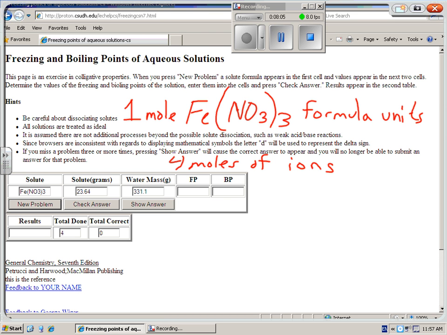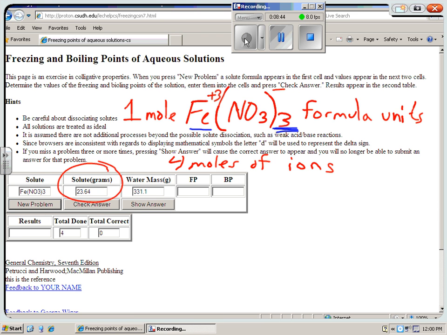And you can see that I hope that that occurs because we have 1 iron and 3 nitrates for every single iron Roman numeral 3, because it's plus 3. For every single iron Roman numeral 3 nitrate that dissolves, 4 moles of ions will form, because the iron plus 3 and then the 3 nitrate minus 1s will all go off their separate way. So we are looking at 4 moles of ions for every 1 mole of the formula unit. Now it tells us how many grams of this material we have. We need to convert that to moles.